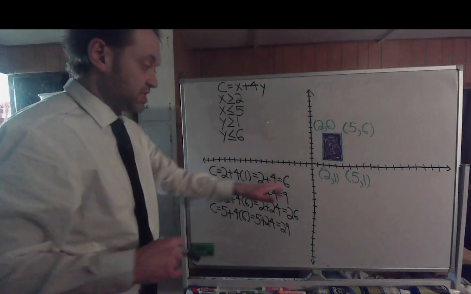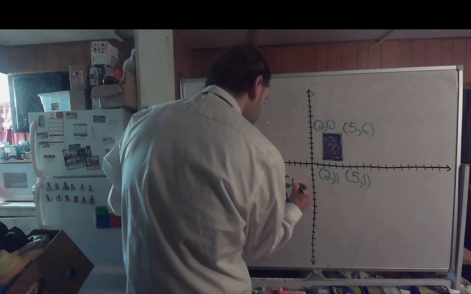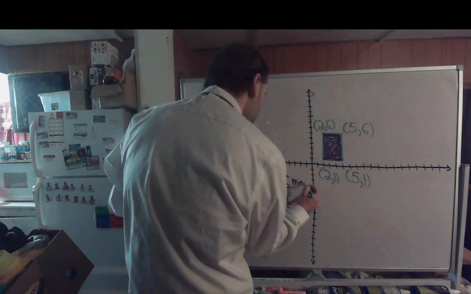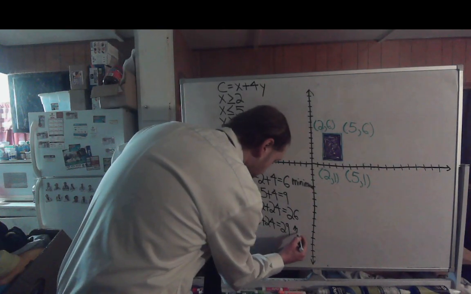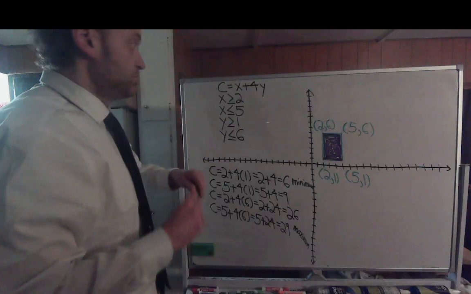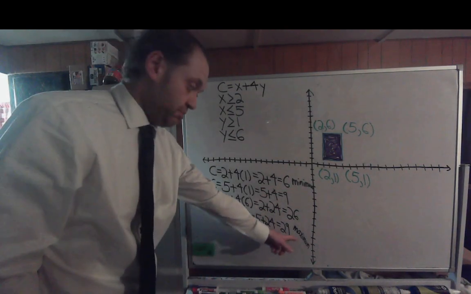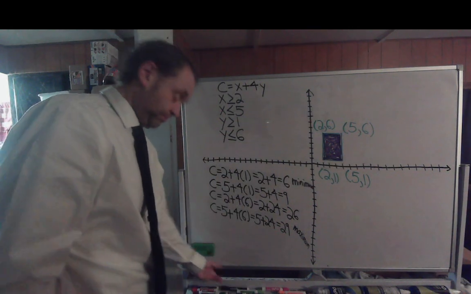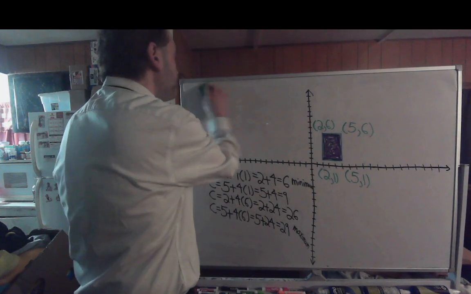So your smallest value is definitely 6. There's your minimum. And then you have a value of 29. That's going to be your maximum. So the minimum value for this objective function would be 6. The maximum value would be 29. I got a few more examples here.